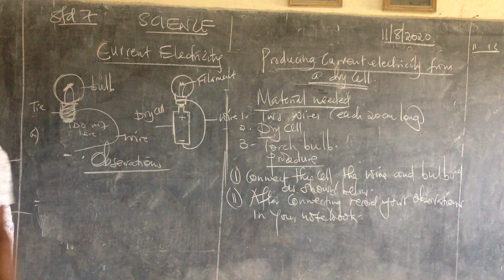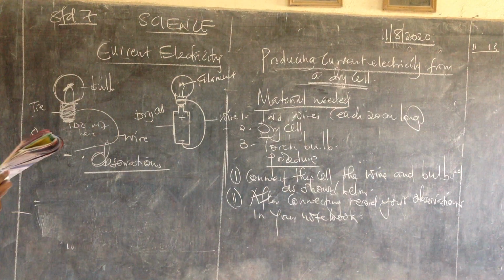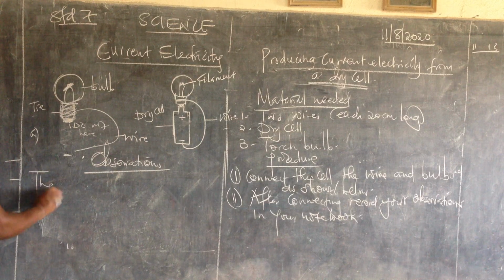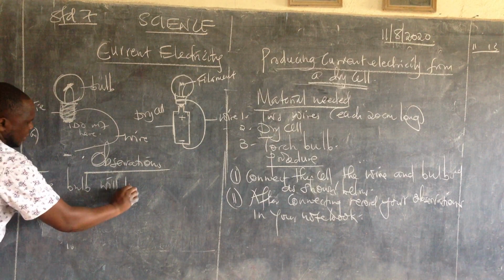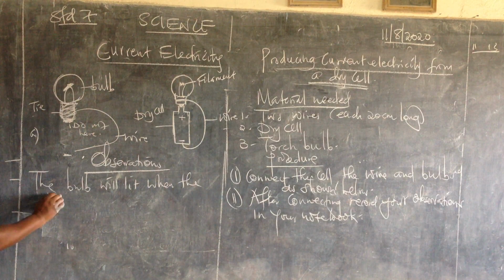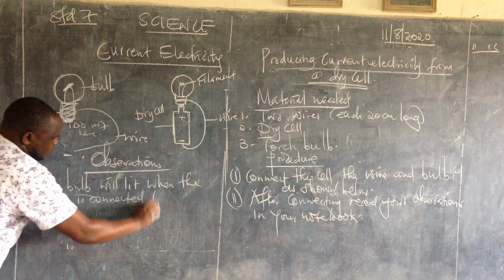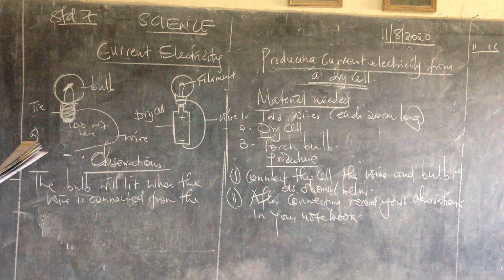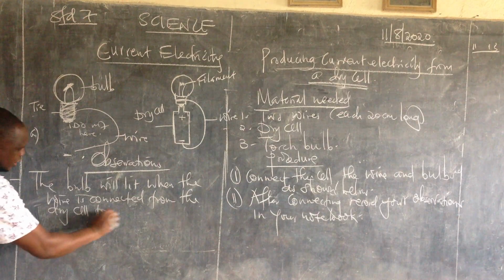Number one, you are going to observe that the bulb will light when the wire is connected from the dry cell to the bulb.